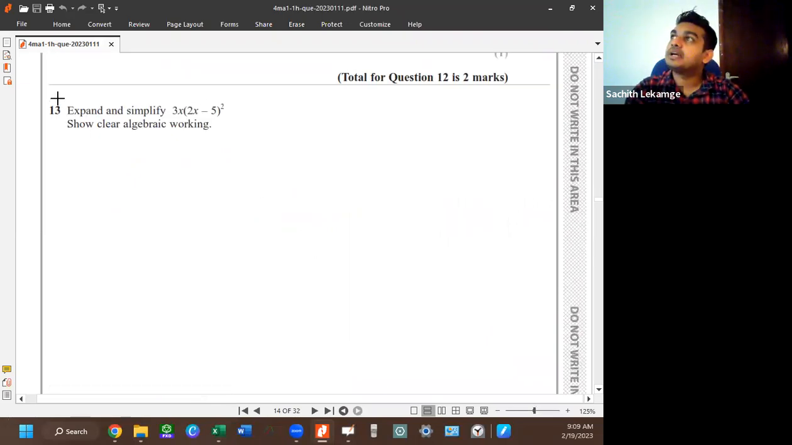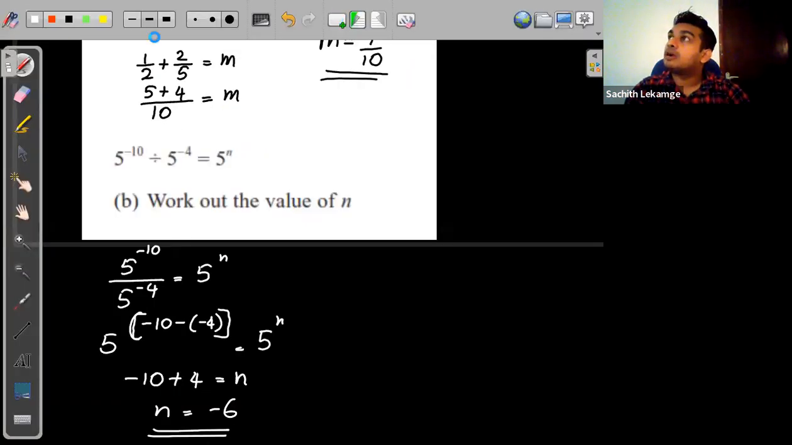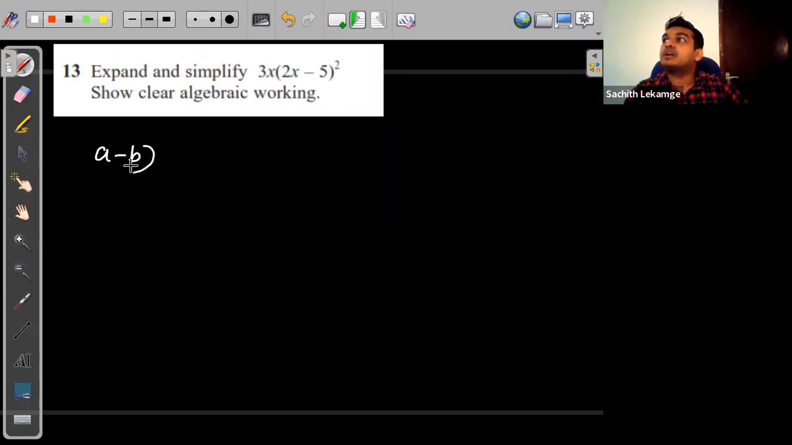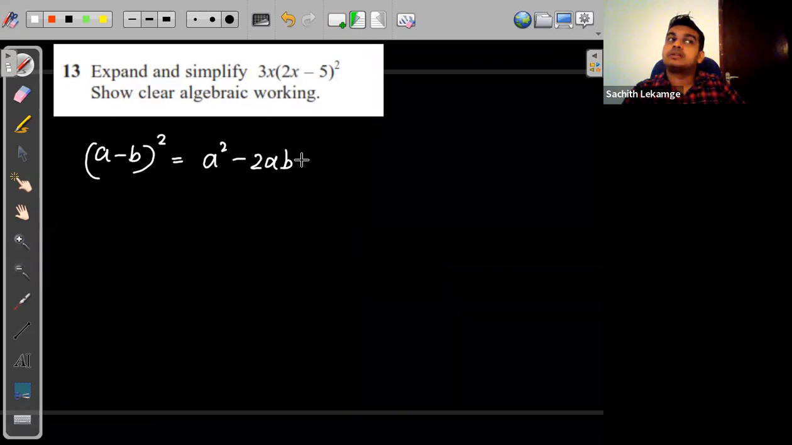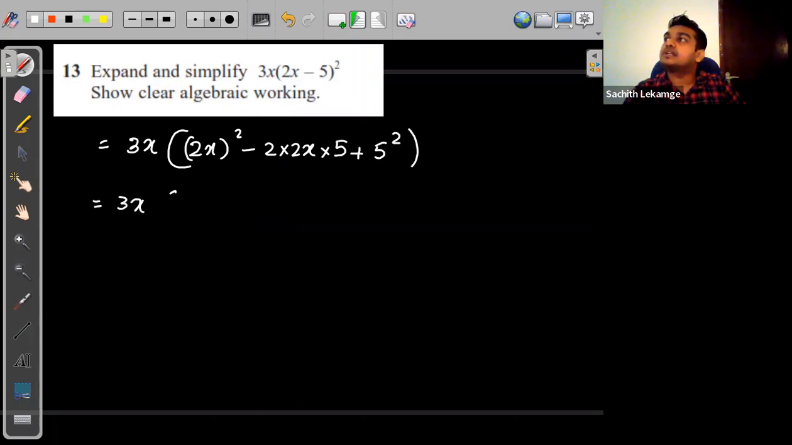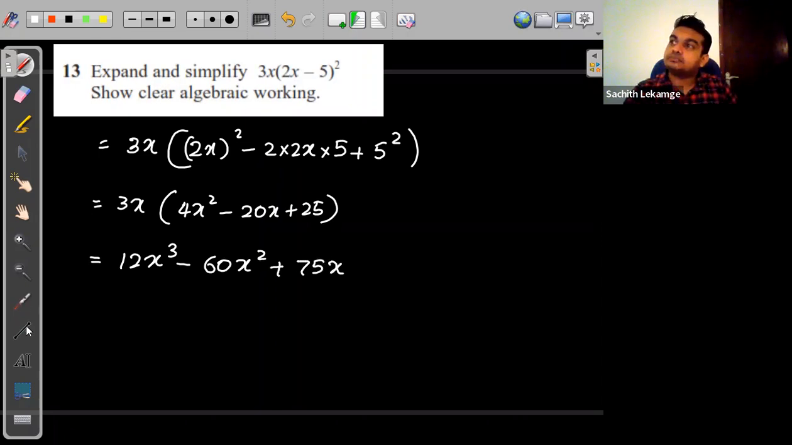Expand the value, show clear algebraic working. Ritil, tell me, a minus b squared, tell me the expansion. A squared minus 2ab plus b squared. Good, very good. Okay, so we apply this, right? 3x times 2x squared minus 2 into 2x into 5 plus 5 squared. Then you are getting 3x times 4x squared minus 20x plus 25. Multiplied by 3x, there you get 12x to the power 3 minus 60x squared plus 75x. Easy one.